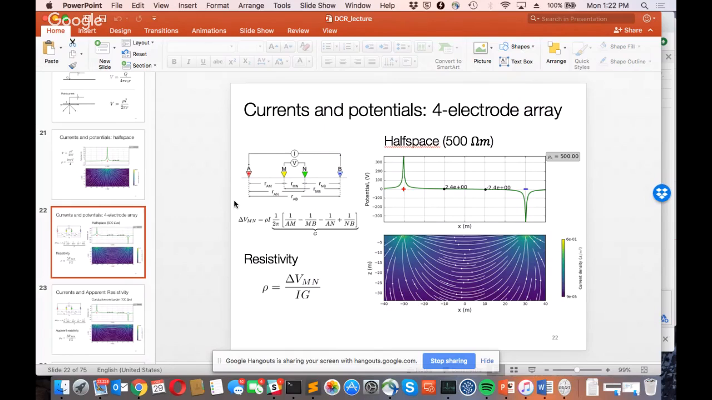Yes. So, on the formula, when it says delta V M N, this whole thing here is just G. So this is delta V is equal to rho I G. That okay?